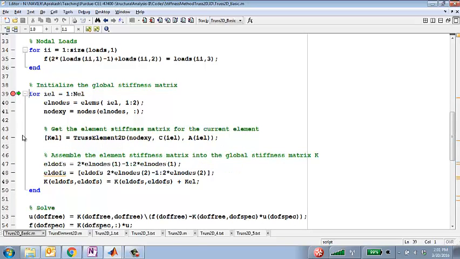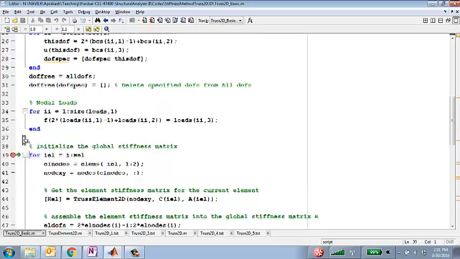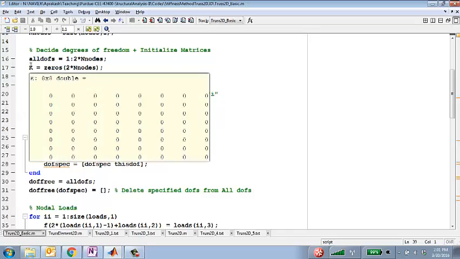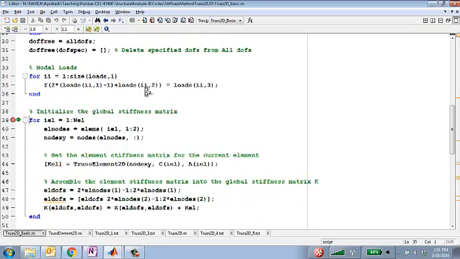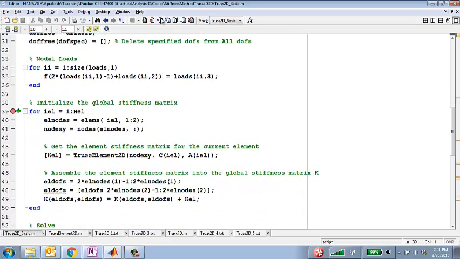First question, what would be the size of the global stiffness matrix? Jenna? There are 4 nodes. So 2 degrees of freedom at each node, and that would be 8 cross 8, right? So what we have now is a completely empty 8 cross 8. So what we'll do is we try to fill that in.